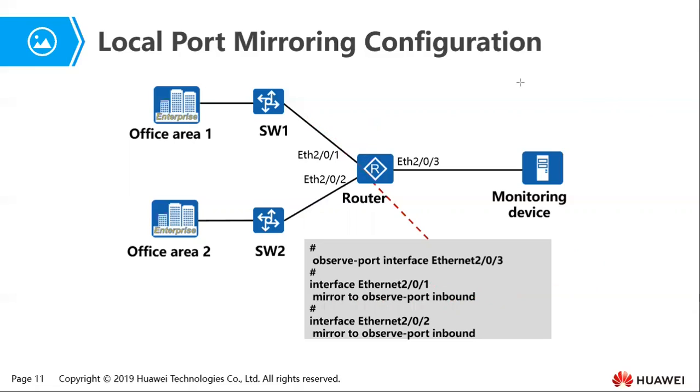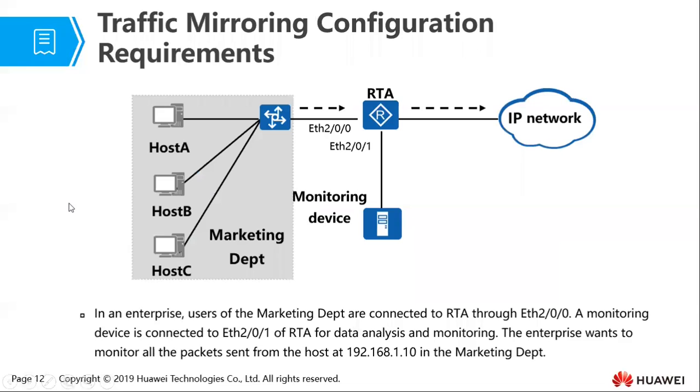Similarly, we are also configuring the interface that is connecting to Office Area 2 using the command mirror to observe-port inbound. So you see, we've created the observe port. We have a single observe port, and therefore when you use the command mirror to observe-port, it's going to copy those packets to this particular interface that we've specified there. So it's that easy to configure what we call local port mirroring.